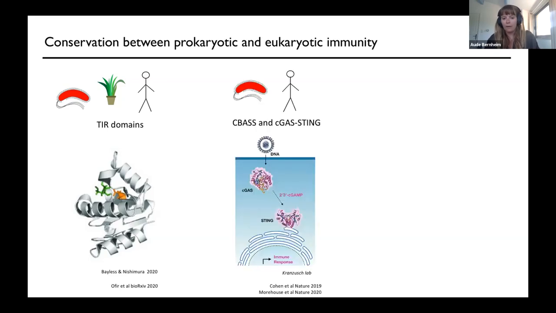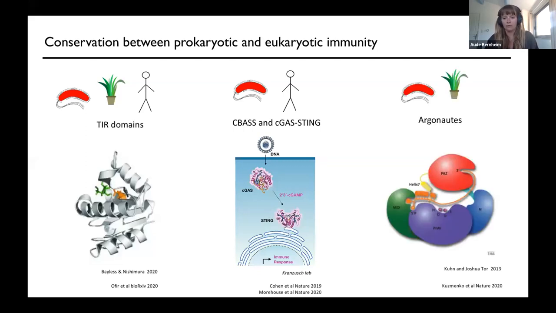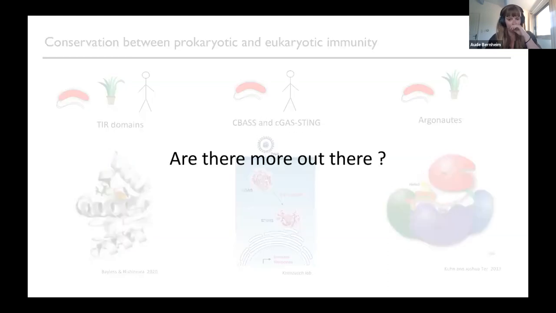There was a second example, which is the origin of the cGAS-STING pathway, which is the bacterial immune system CBASS. And finally, not through defense islands but through other methods, there was Argonaute, which also showed that there is some conservation between the systems. And so my postdoc revolved around that theme: are these conservations just traces of lost things, or are there actually more examples of this type of conservation between prokaryotic and eukaryotic immunity?